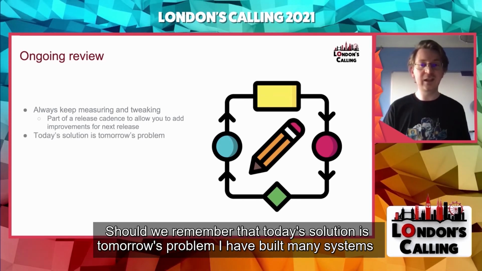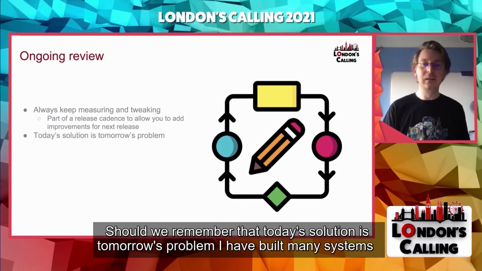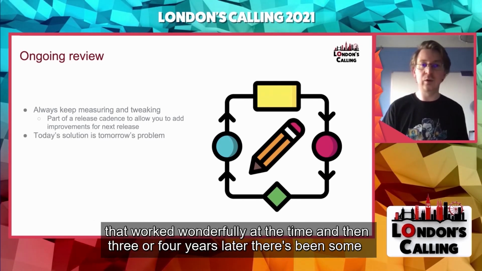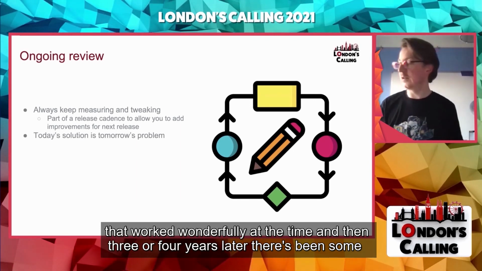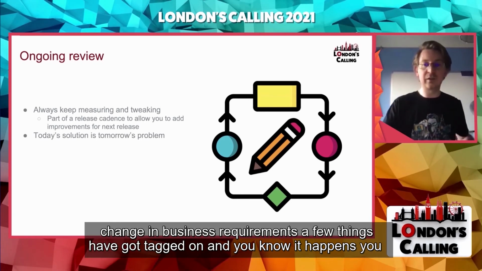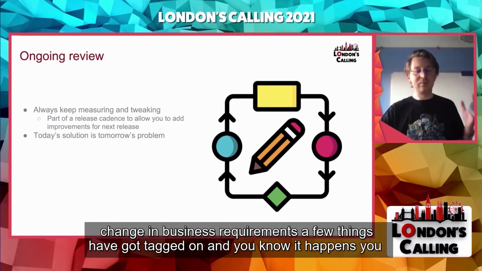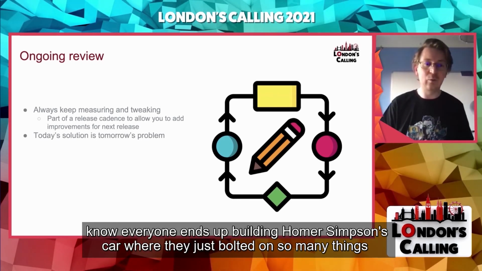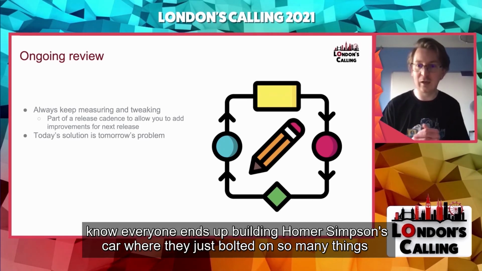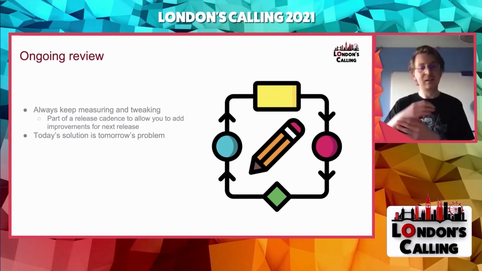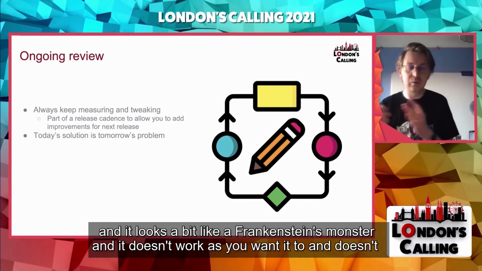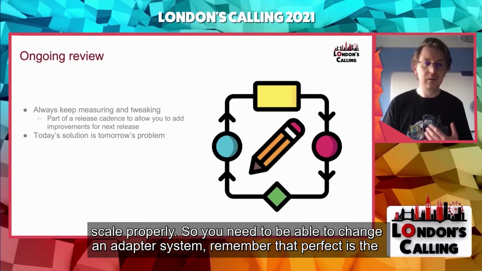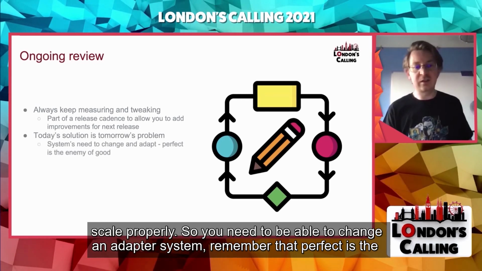It should be remembered that today's solution is tomorrow's problem. I have built many systems that worked wonderfully at the time, and then 3 or 4 years later, there's been some change in business requirements, a few things have got tagged on, and it happens. Everyone ends up building Homer Simpson's car where they just bolted on so many things, and it looks a bit like a Frankenstein's monster, and it doesn't work as you want it to and doesn't scale properly. So you need to be able to change and adapt your system.